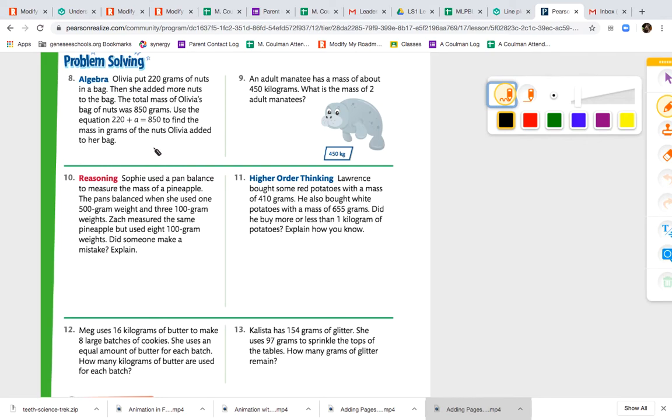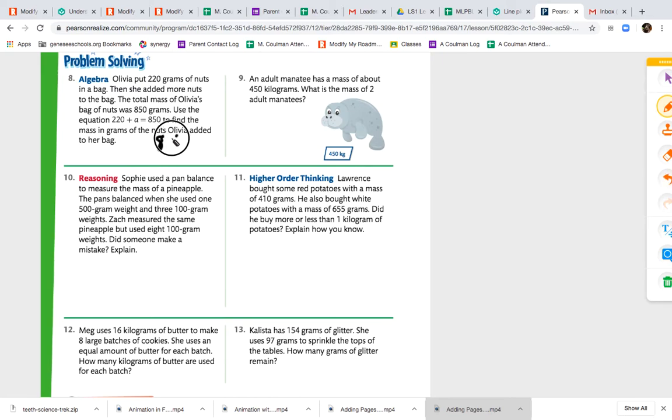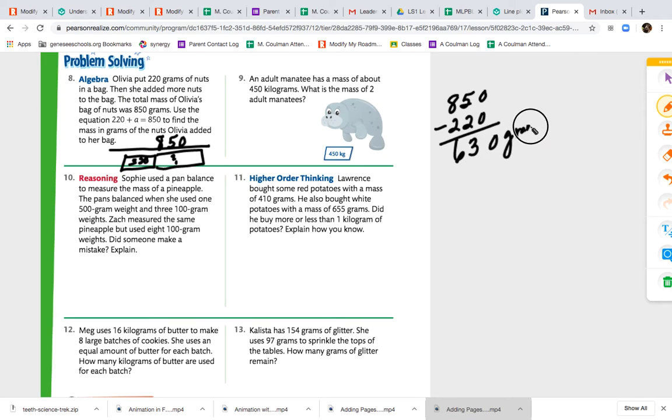So you can kind of do that whole bar diagram, right? We have 850 total. We know it's a story problem, right? And we have 220 here. And we don't know how much this is. And we know it's a subtraction problem because we have 850 total. And we know that we started with 220, so we're going to find out how much she added by subtracting. So that would be 0, that would be 3, and that would be 6. So 630 grams would be your answer.